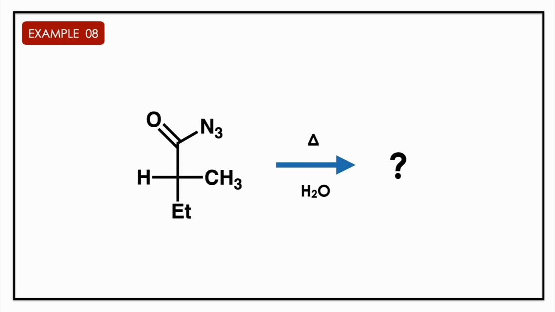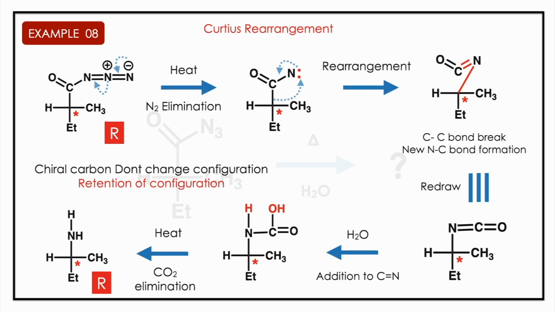Then the next example. Here you have a Fischer projection of a chiral carbon. Hydrogen, ethyl, and methyl are there, and an acyl azide is attached to it. You are heating it up, and you are using water. You should find what will be the final product. The starting material is a chiral carbon with R configuration. Since hydrogen is on the horizontal bond, which is above the plane, the real configuration is reversed. The analysis gives that, since hydrogen is above, you end up with R configuration.